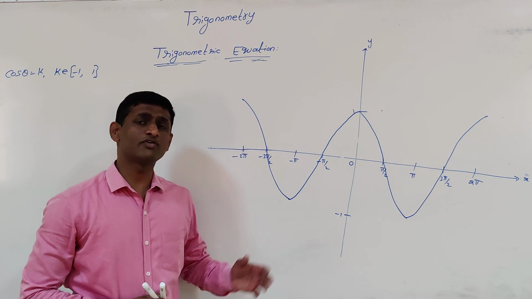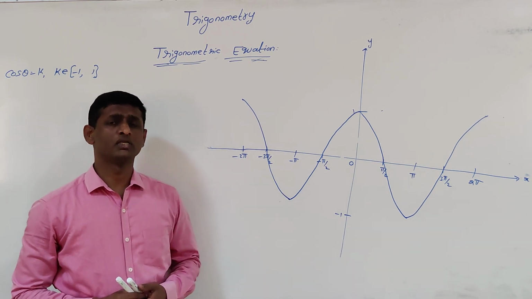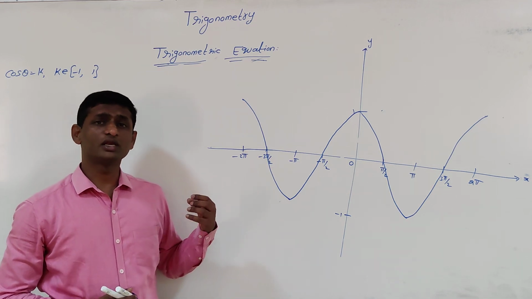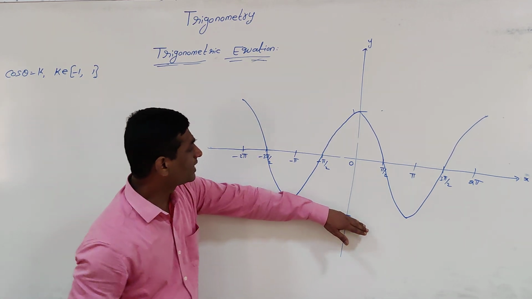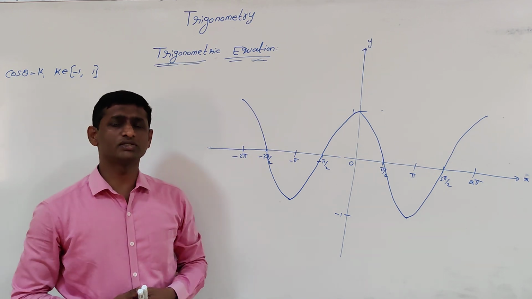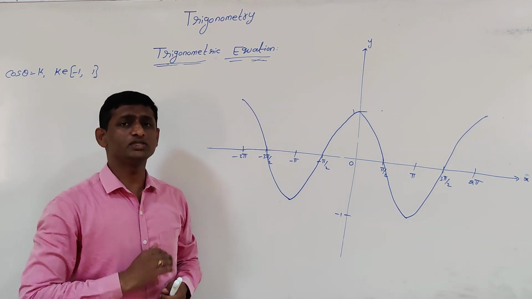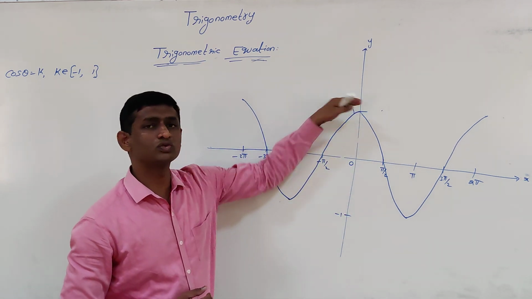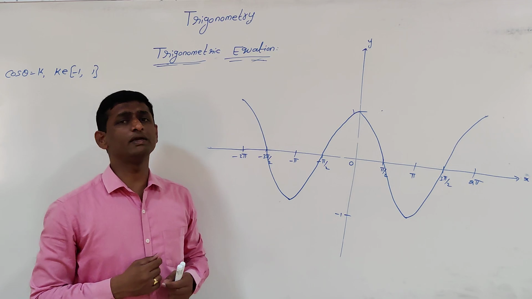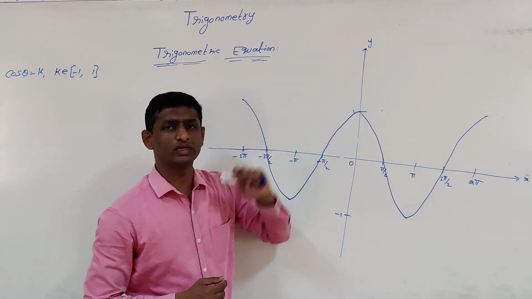Now we will see the graph of cos x or cos theta. The domain of cos theta is R and the range is between -1 to +1. So the angles may be all real numbers, that is the domain, and the range is the closed interval -1 to +1. Again, cos theta will be oscillating between -1 to +1.